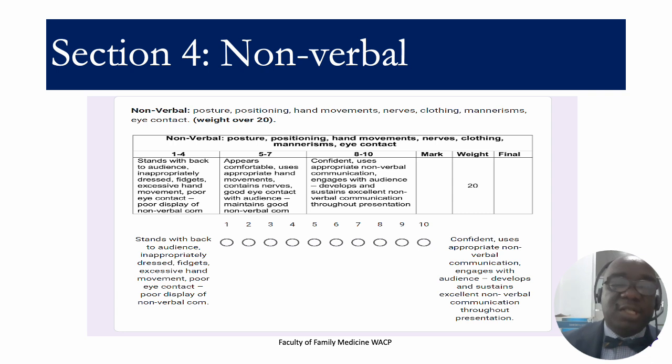The next section is an assessment of the nonverbal presentation skills, including posture, positioning, hand movement, whether they are nervous or not, the clothing, the mannerisms, and eye contact. Again, the weighting is over 20, and you can refer to the rubrics as presented to score anything between 1 and 10, which is then converted to 20.